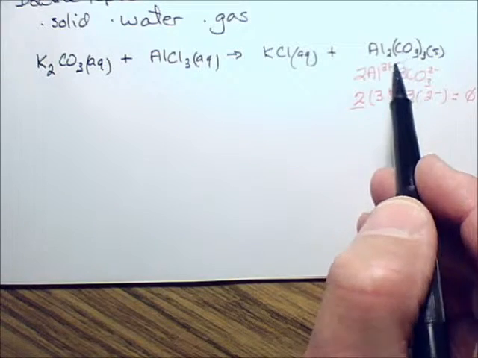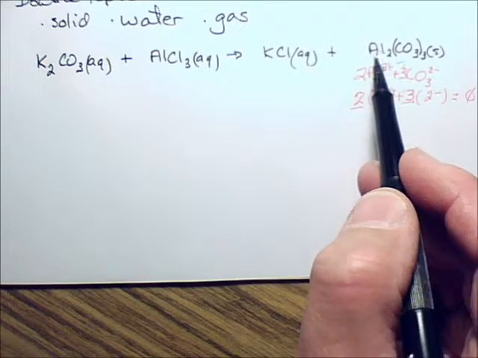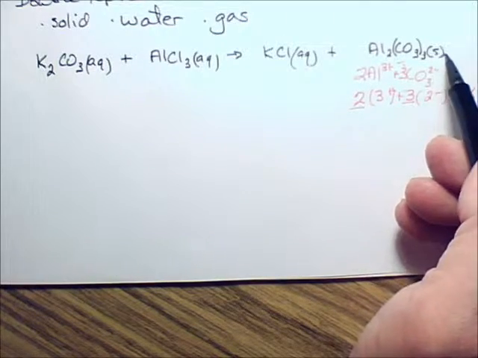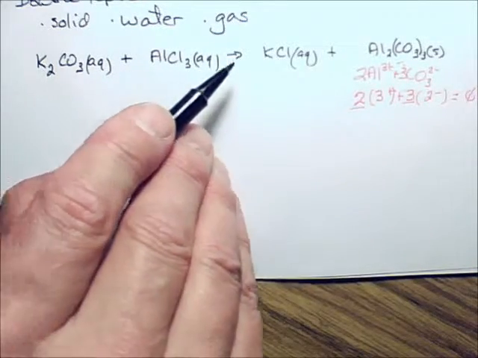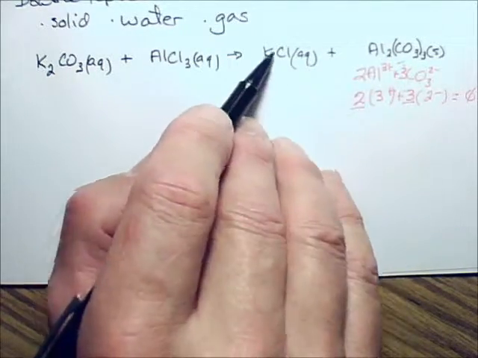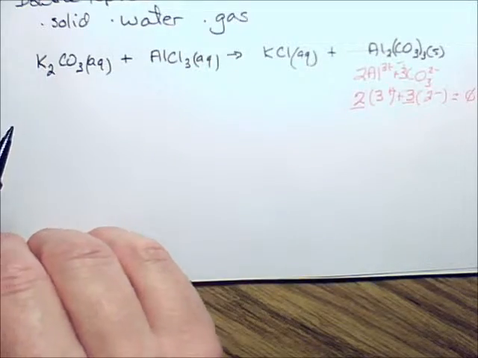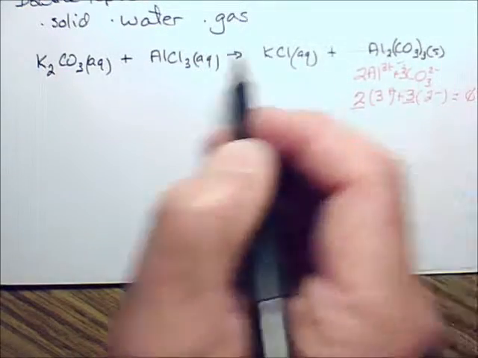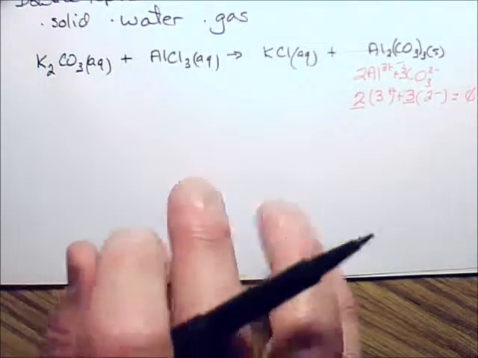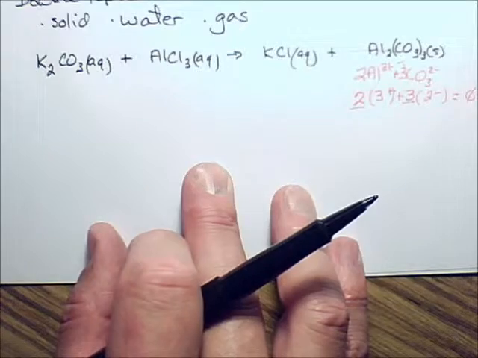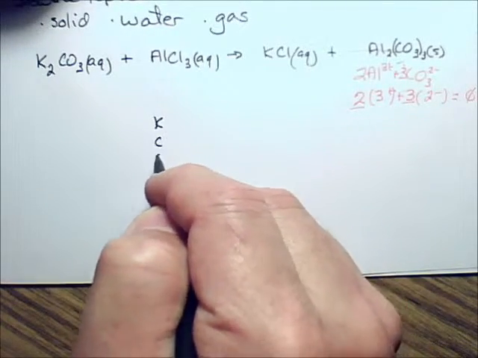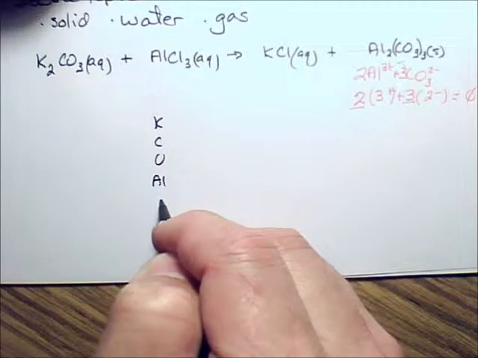We looked up carbonates and found most of them are not. There's no exception for aluminum, so this is a solid. And because we're forming a solid, that gives us a driving force. We now know the reaction does go forward. If it wasn't going to go forward, what would we write over here? NR. So now that we got all this done, we're ready to balance the equation. And we use what tool for that? Atom inventory. So we write down K, C, O, Al, and Cl.